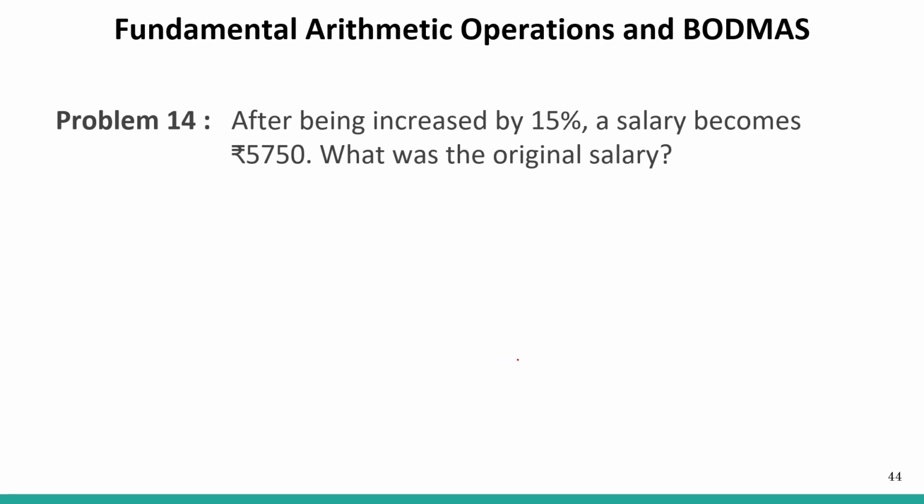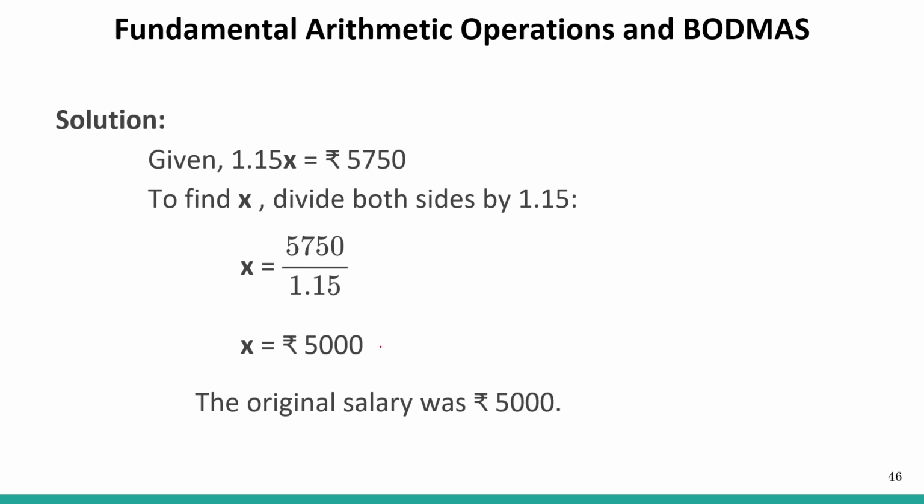After being increased by 15%, a salary becomes 5750. So what is the original salary? After being increased by 15%, 115% is equal to 5750. So 1% is equal to 5750 by 115. This implies that 100% is equal to 5750 by 115 into 100. Easy. So x is equal to 5000, which is the answer.